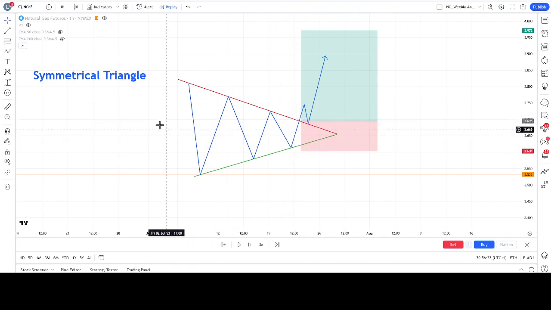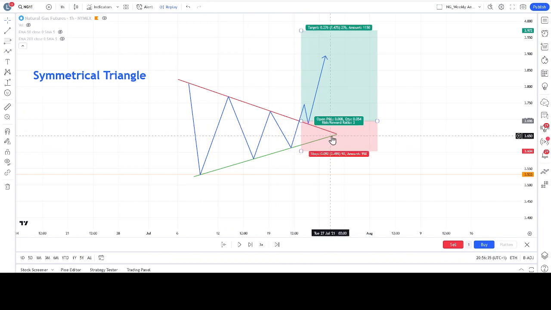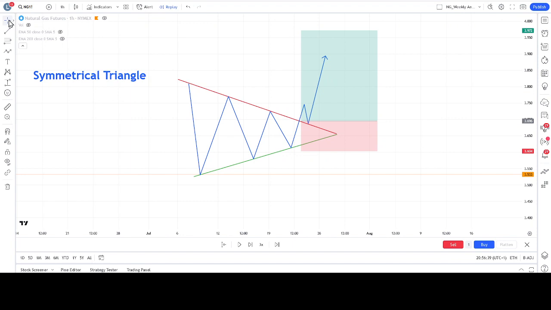Saying that, we have seen how a symmetrical triangle is made. We have seen the psychology of the symmetrical triangle. We have also seen how to trade a symmetrical triangle. Now let's go on the charts and see an example of a symmetrical triangle. Let me erase all those things.